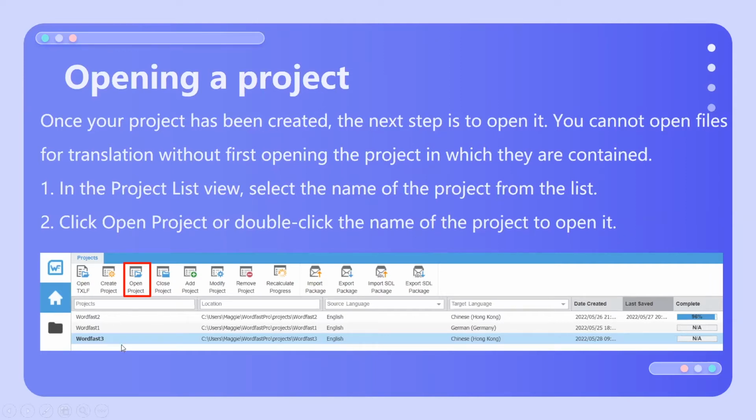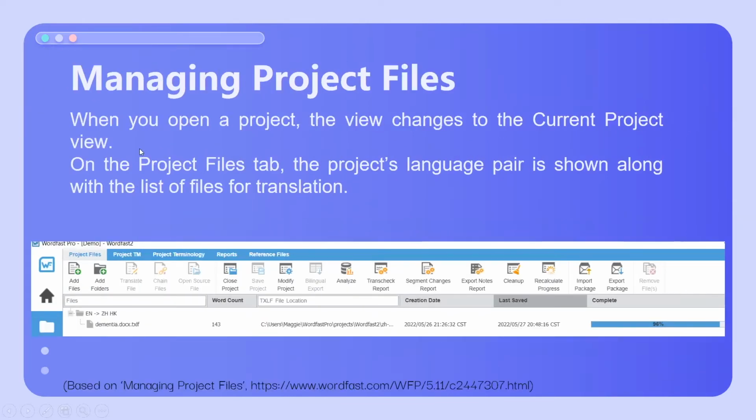Now we can see that I added one more project. So there are 3 projects on the list now. We also can manage different project files. The view will change to current project view once we open this project. Also, the project's language pair will be shown along with a list of files for translation. For example, this is the file contained in the project. The source language and target language are shown here, a location, and the date of its creation.